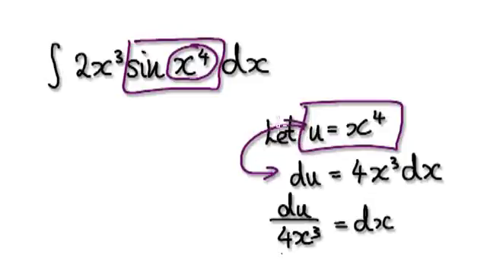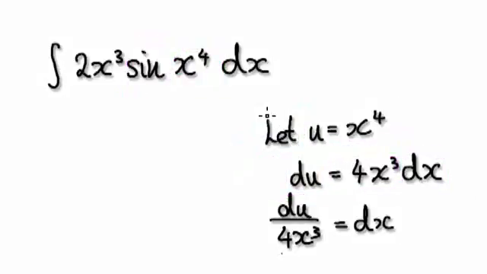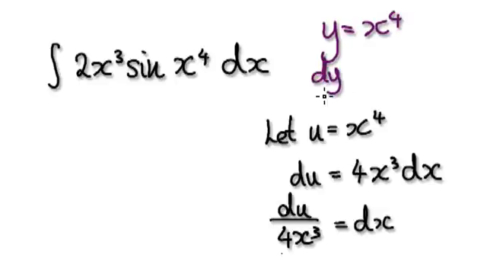By now you should be comfortable with this du on this side and dx on this side. You should be comfortable with this from our section on linear approximation, where we've done a lot of this. If I were to say to you y equals x to the power 4, then you're comfortable with dy by dx equals 4x to the power 3.